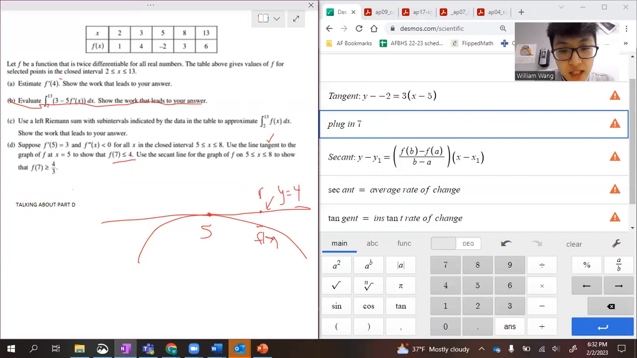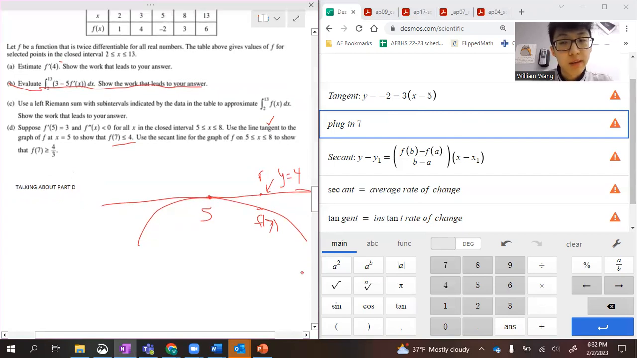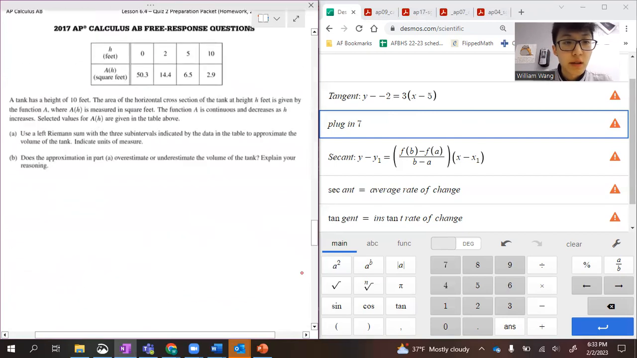I'm going to know my f of 7, since it's concave down, is going to be below y equals 4, right? It's going to be below it because, again, my function is concave down. Hopefully that's not confusing. This is a tough problem, but I'm hoping the video can help clarify things. All right, let's move on.